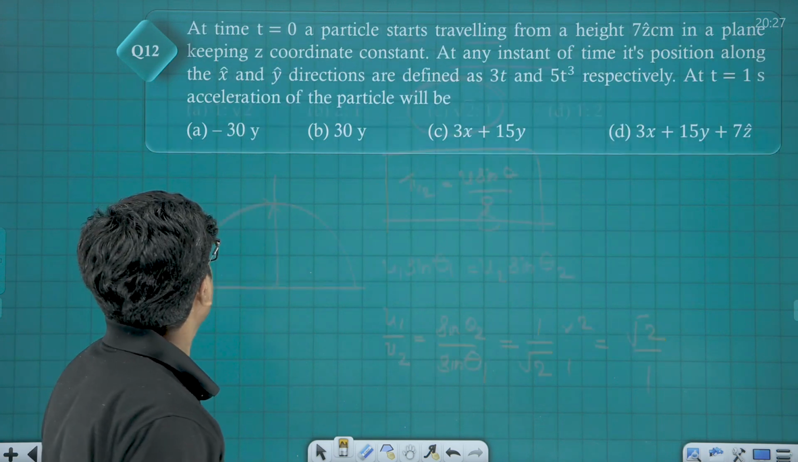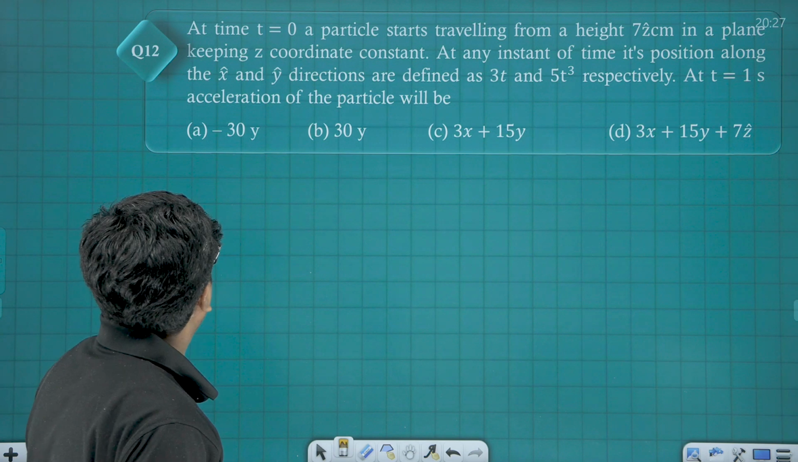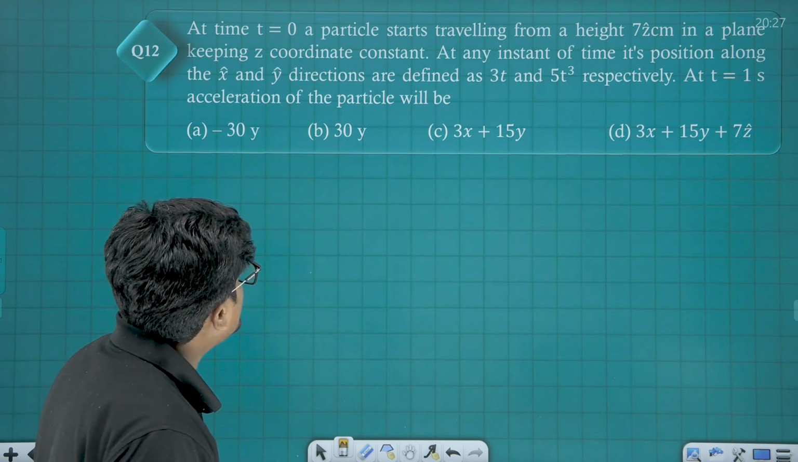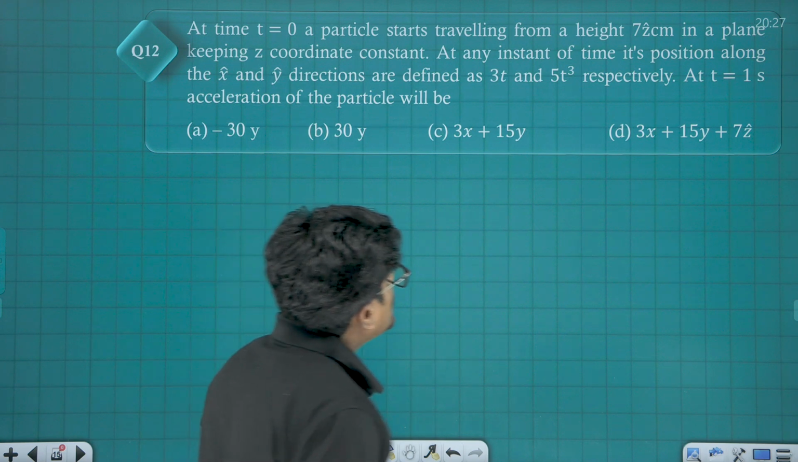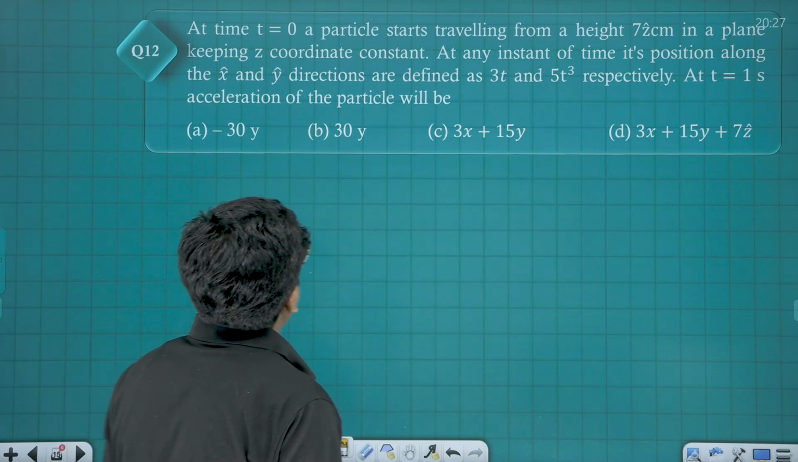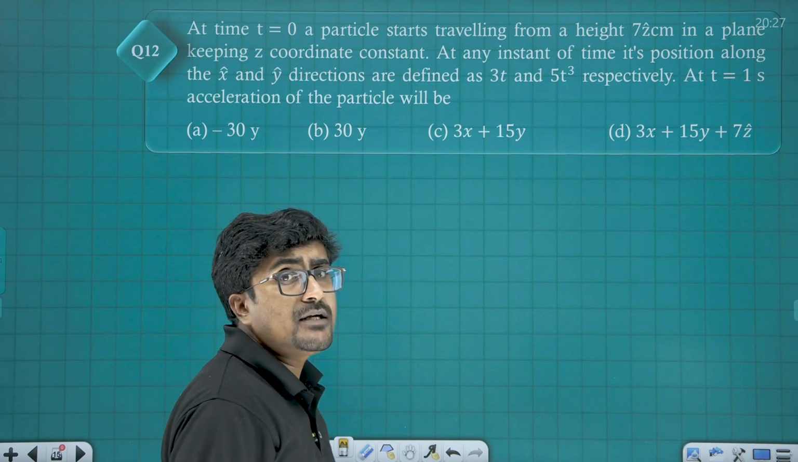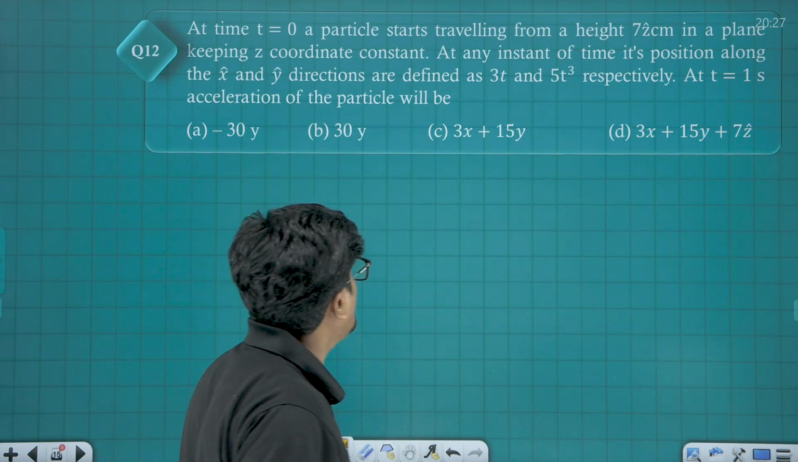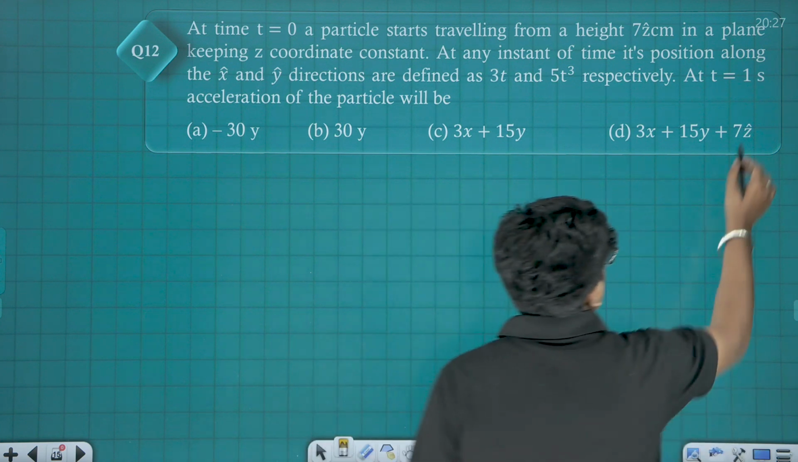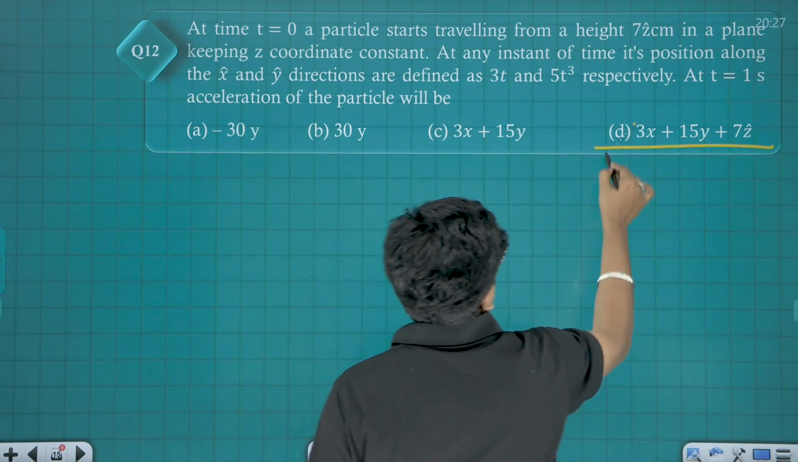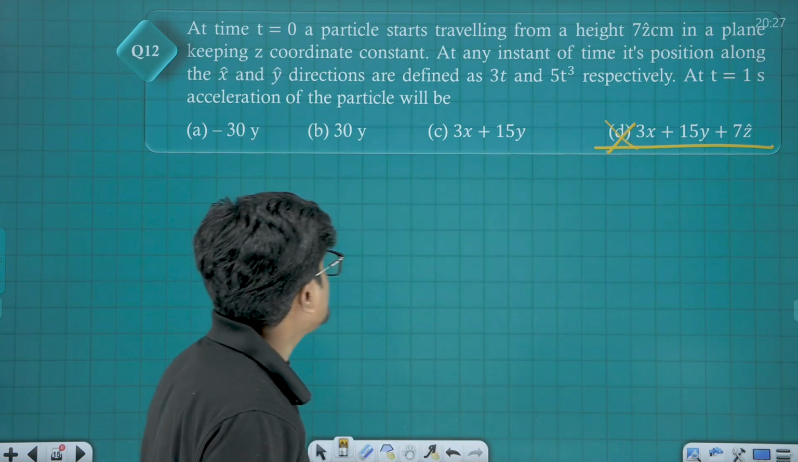Alright. Okay, the next one is question number 12. At time t equals 0, a particle starts traveling from a height of 7 z cap centimeter in a plane keeping z coordinate constant. Keeping z coordinate constant means there is no velocity along z axis. So once there is no velocity along z axis, there is no possibility of acceleration along z axis also, isn't it? So option D is by default wrong.